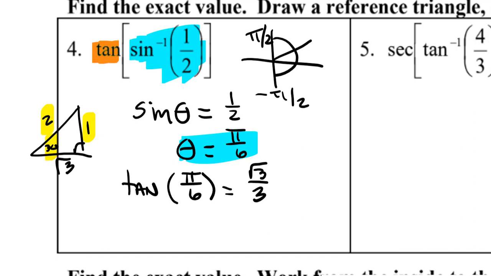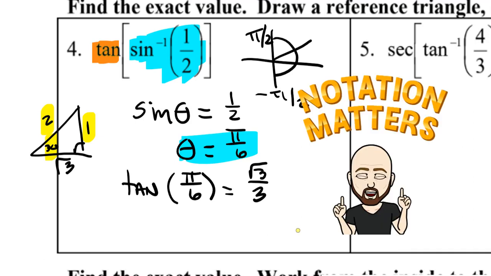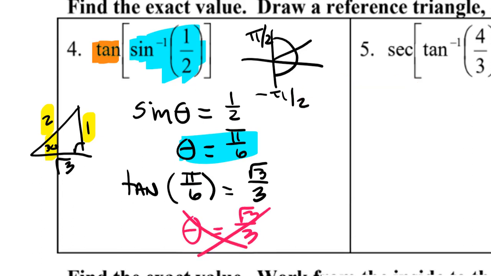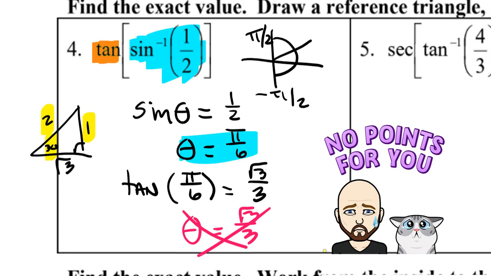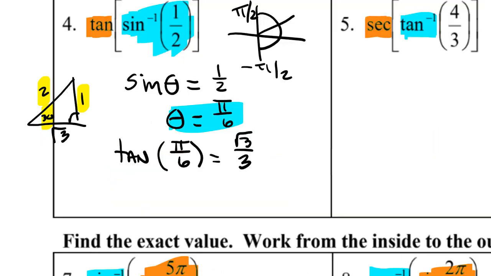Now, a common mistake that we'll see students make is at the end, instead of just leaving it as that ratio, they'll say, oh, theta equals root 3 over 3. No, don't do that. That's incorrect notation. It's poor form, and it's just simply going to cost you a point. So don't be that person. Your final answer is just this piece right here. Tangent of pi over 6 is root 3 over 3. You're done. If you write theta equals, minus 1 point for you. So be careful.